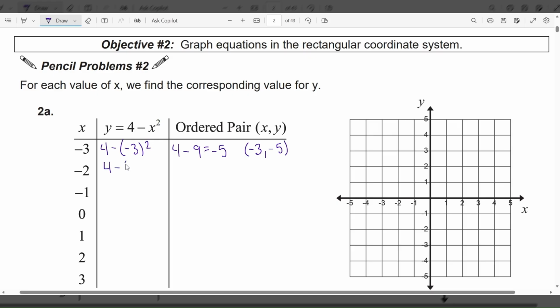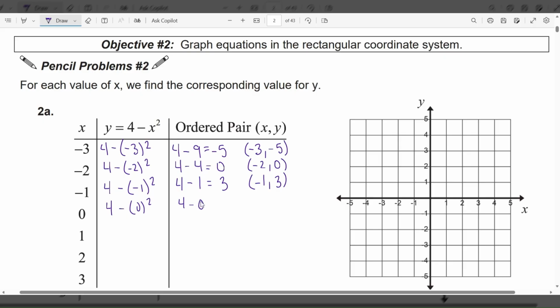So 4 minus negative 2 squared. 4 minus 4 equals 0. The ordered pair is negative 2, 0. 4 minus negative 1 squared. So 4 minus 1 gives me positive 3. Ordered pair, negative 1, 3. 4 minus 0 squared. 4 minus 0 equals 4. So my ordered pair is 0, 4.